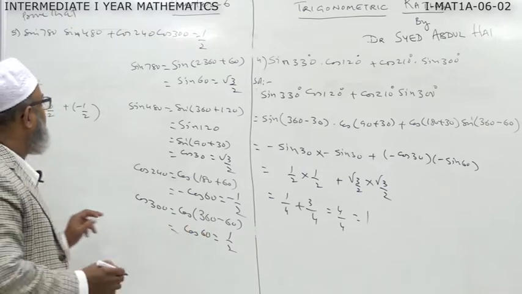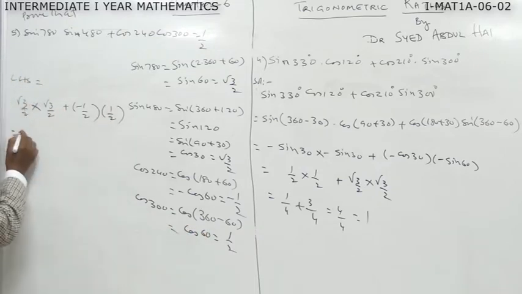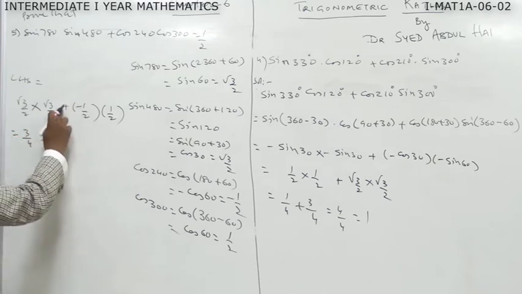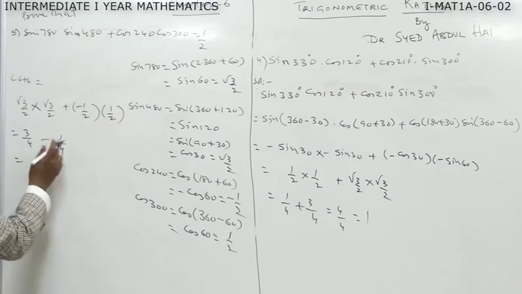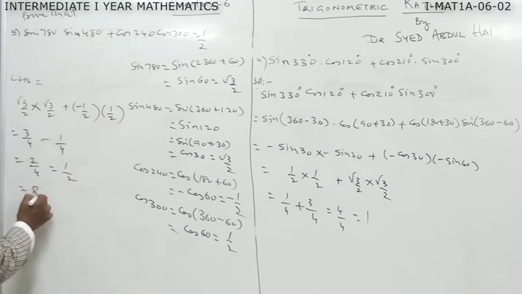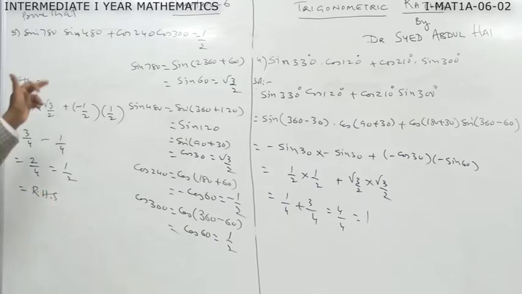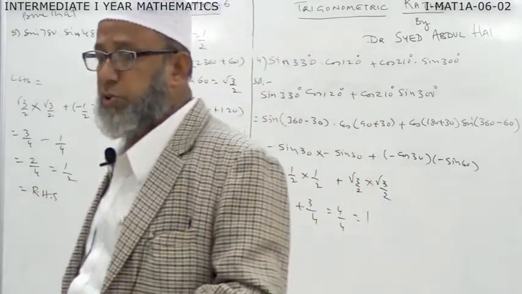Cos 300. Answer is 1 by 2. Root 3 into root 3, 3 by 4. Plus minus minus, 1 into 1, 1 by 4. 3 minus 1, 2. 2 by 4 is equal to 1 by 2, which is equal to RHS. So we started with LHS and got the answer as RHS, which is 1 by 2. So this is your answer.